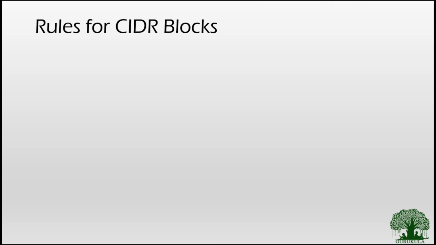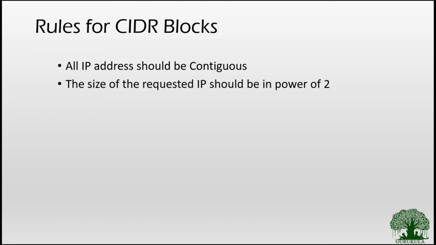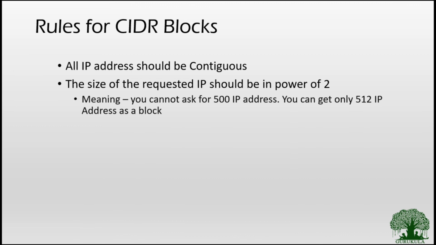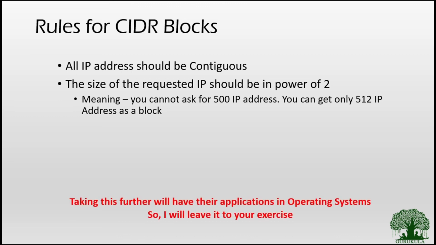Next, there are a few rules for classless inter-domain routing blocks. All IP addresses should be continuous, because we cannot randomly pick or create the IP address block, and the size of the IP address block should be a power of 2, which you might have known by this time. So you cannot ask for 500 IP addresses. You can only get 512 IP addresses as a block. That is what the size is.